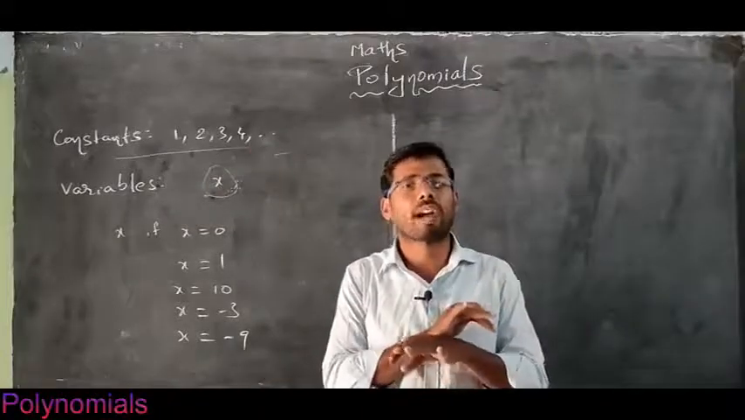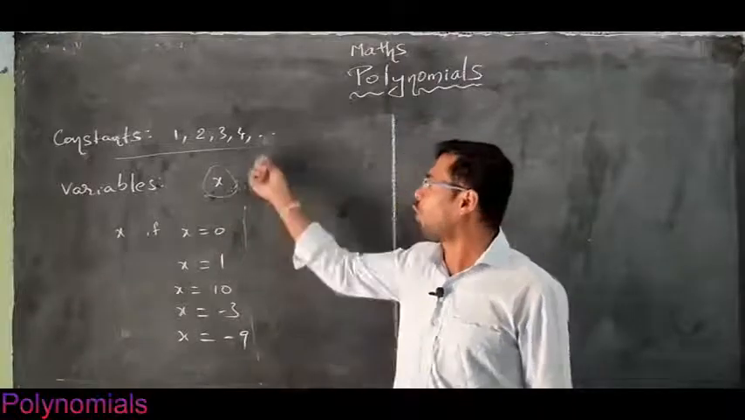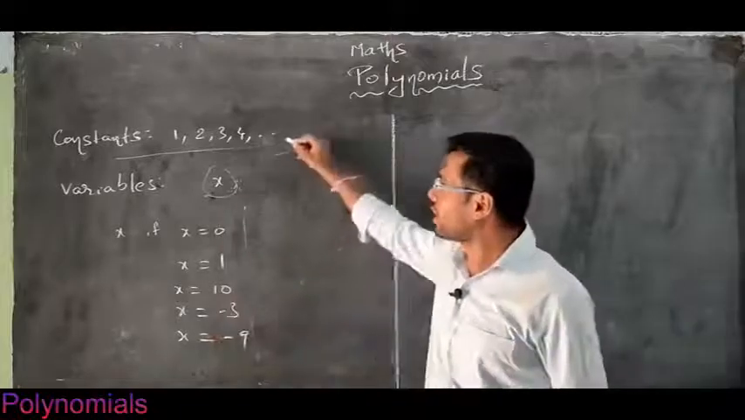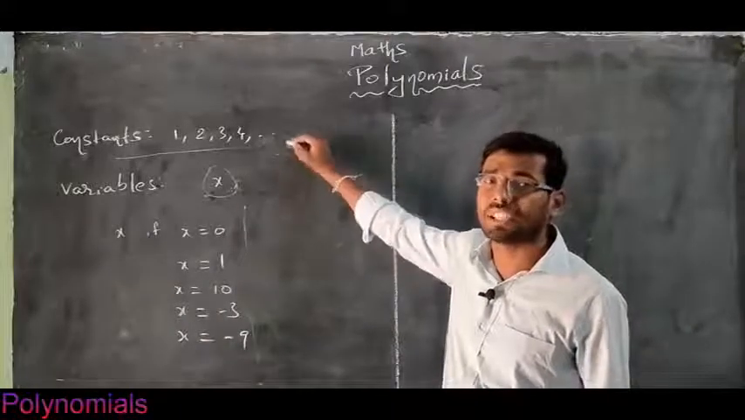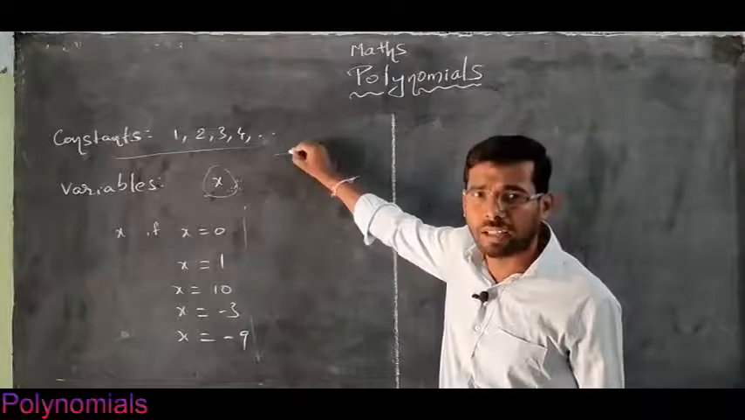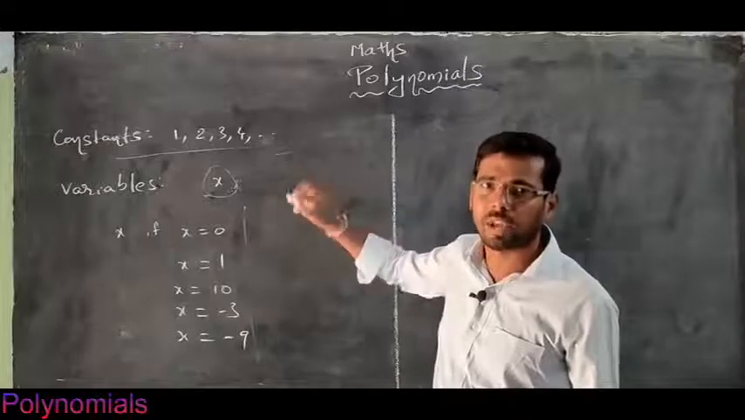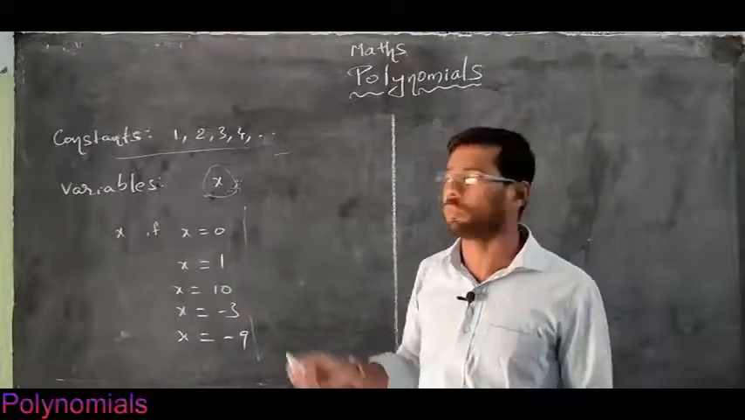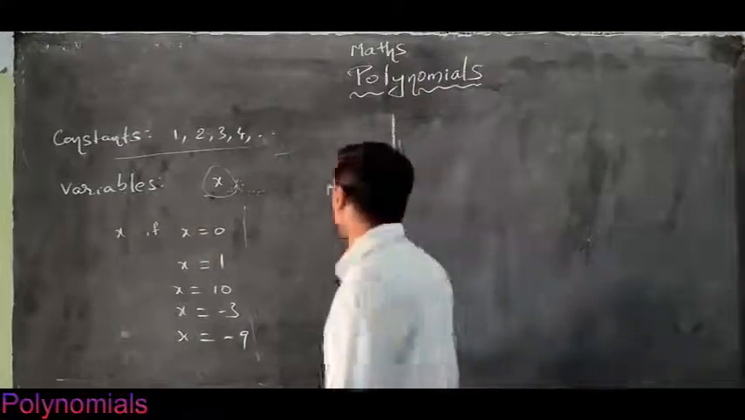Variables means what? Its value is not fixed. Those we call variables. Constants means what? Its value is fixed. Now we understood the difference between constants and variables. Constants: its value is fixed and does not change. Variables: its value is not fixed, its value will change. Whatever value we can assign, assume, or take, that we call a variable.